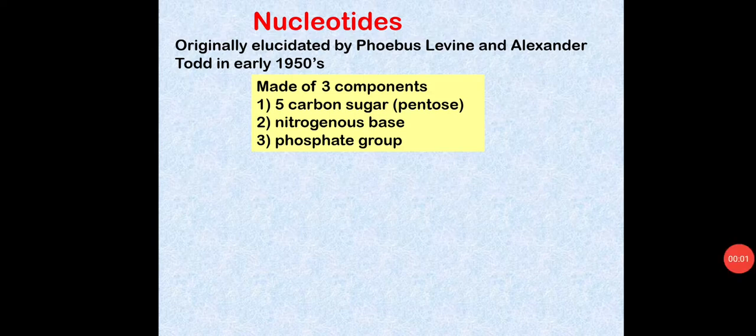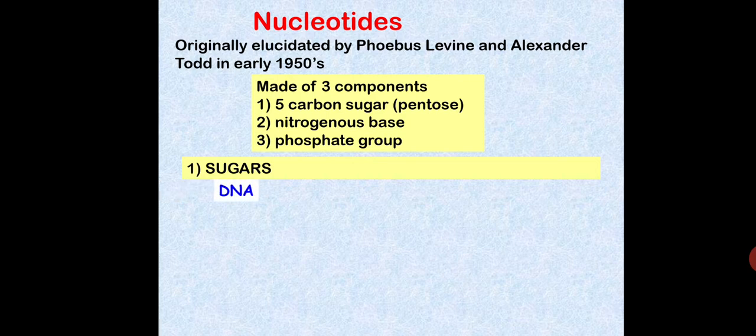Right, class. So the nucleotides, as I already described in the class itself, are the building blocks of nucleic acids. Nucleotides are the starting material of nucleic acids. Nucleotides are the monomers of nucleic acids. But what are nucleotides? According to these two scientists, Levin and Alexander Todd in 1950, they consist of three constituents: a 5 carbon sugar, which is a pentose sugar, a nitrogenous base, and a phosphate group.